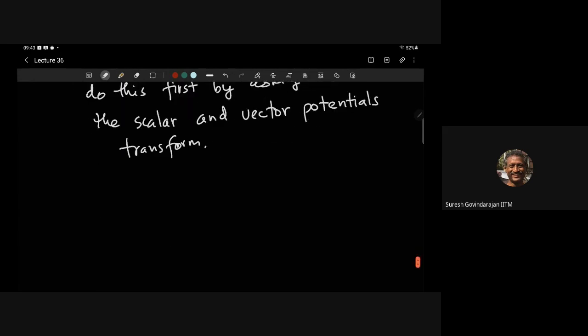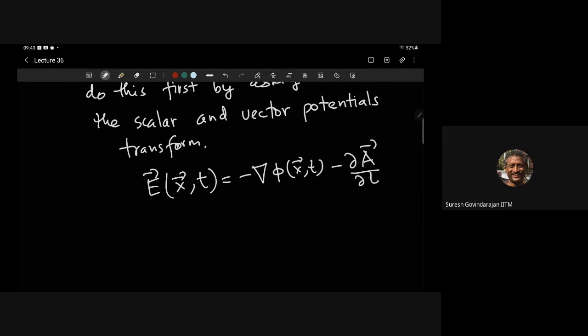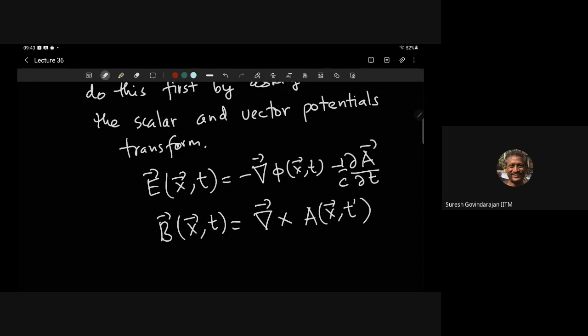Hopefully you remember that E of x and t would be minus gradient of phi of x and t minus dA by dt. In Gaussian units I need to put a 1 by c, so I'll write it in Gaussian units. And B of x and t would be del cross A of x and t. Similar things would be there in frame B also.